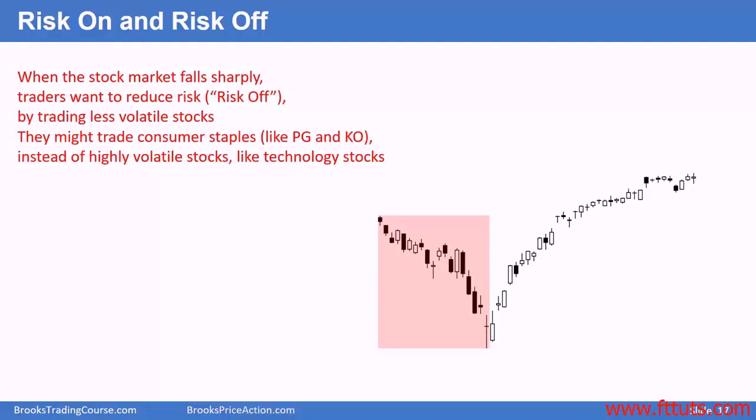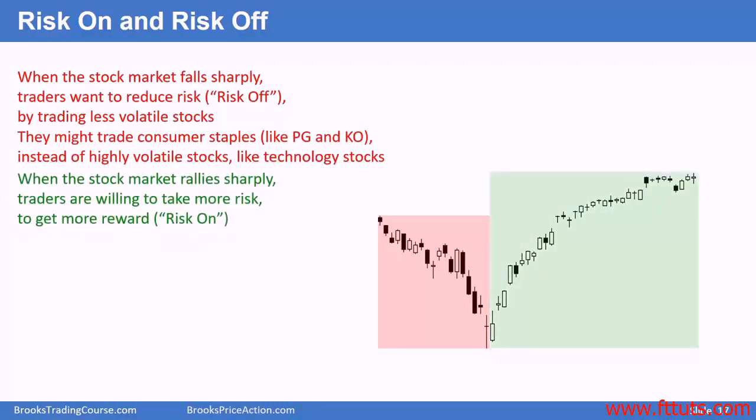On the other hand, take a look at over here. When the market is going up sharply, traders believe it's going to go up higher. They're more willing to trade riskier stocks. So if this is the overall market like the S&P and it starts to rally sharply like this, traders expect it to go higher. Traders will make more money trading more volatile stocks and taking on more risk. They'll say, oh, this is a risk-on situation. Instead of trading low-risk stocks that don't move very much like Procter & Gamble or Coca-Cola, they'll switch to stocks that tend to move more than the overall market, like Facebook or Apple, or even riskier stocks than that.